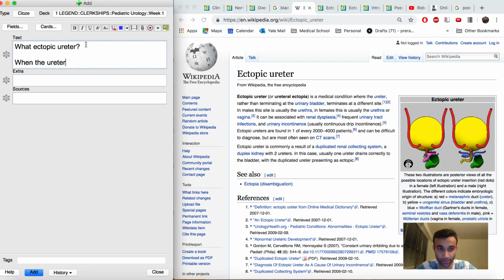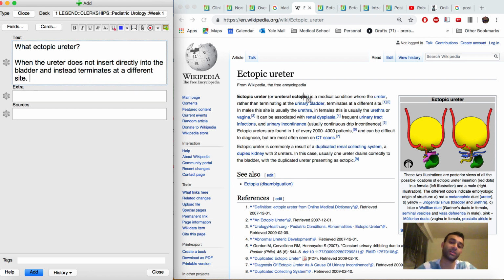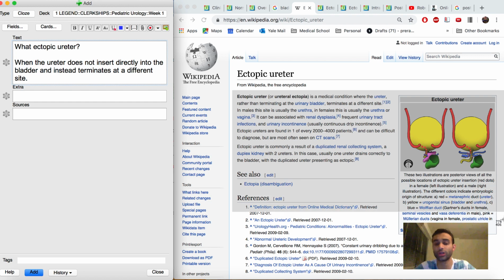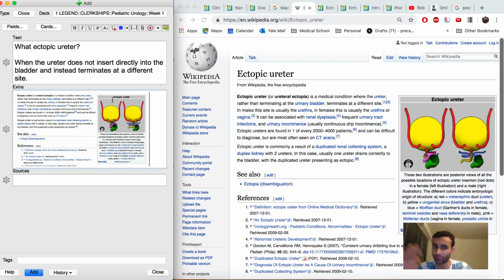When the ureter does not insert directly into the bladder, and instead terminates at a different site. So this is important because notice how I always write the answer out. I usually almost never copy and paste directly from another site because it often gets in the way of me remembering. So by writing it out, I'm not only making sure I understand what it means, but I also now know exactly why this card is what it is.